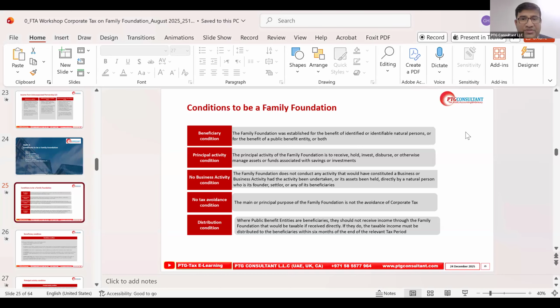Okay, now we have seen the family foundation beneficiary condition. Now next is the principal activity condition. Now what is the principal activity condition? We already learned through the quiz also: the family foundation's main objective is to receive, hold, invest, disperse, or otherwise manage assets or funds with this saving or investment. So now let's go to the next.